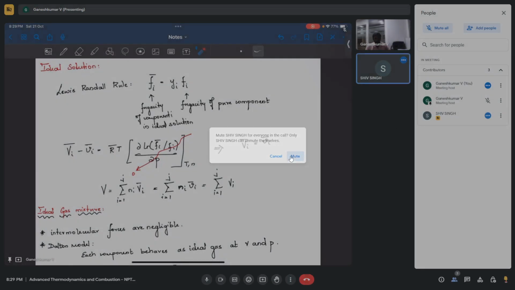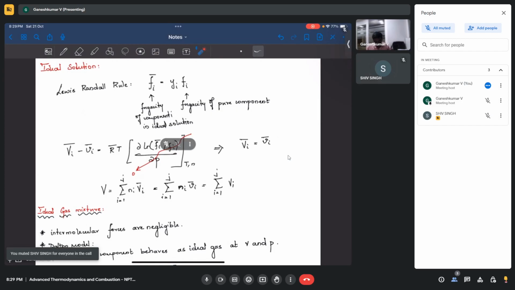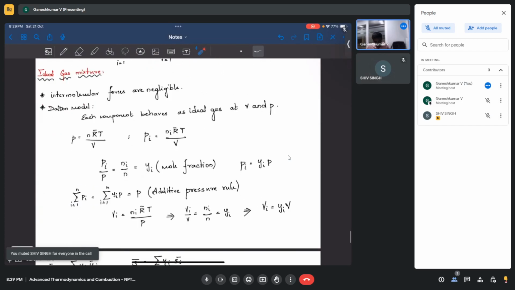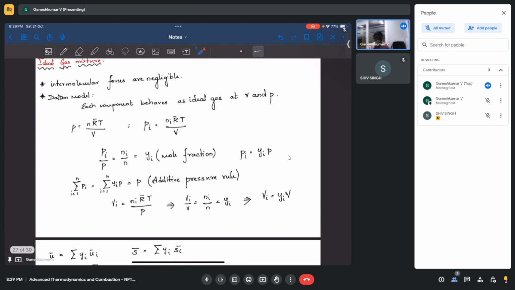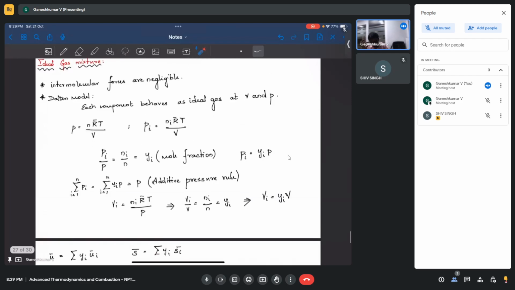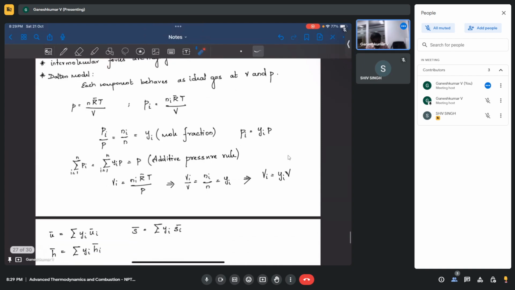And we have the ideal gas mixture law. We are extending the ideal gas law to a gaseous mixture. What the ideal gas law tells is that intermolecular forces are negligible, which we already know. And then we define partial pressure as Ni R bar by V.